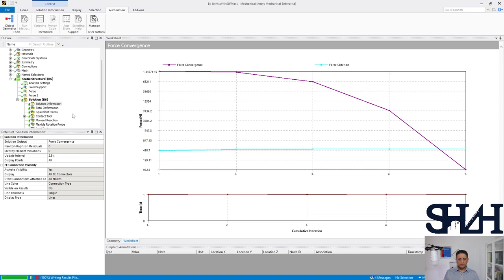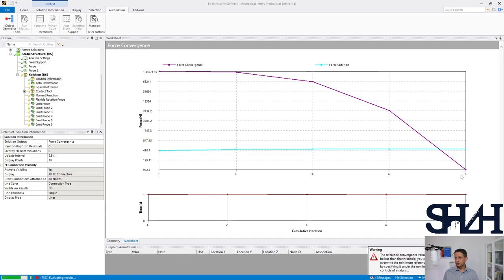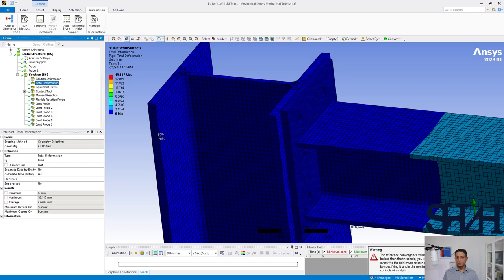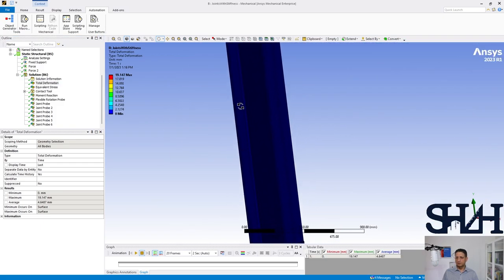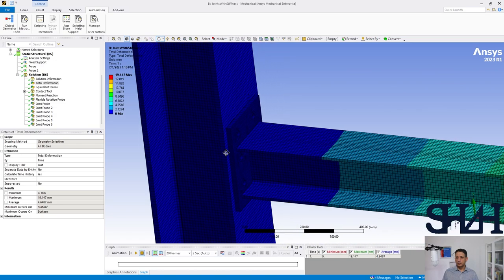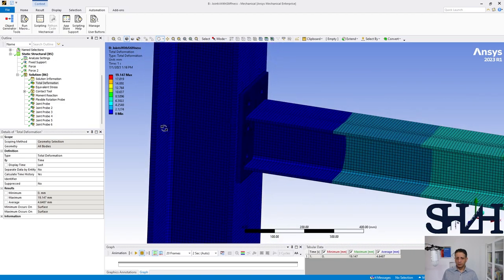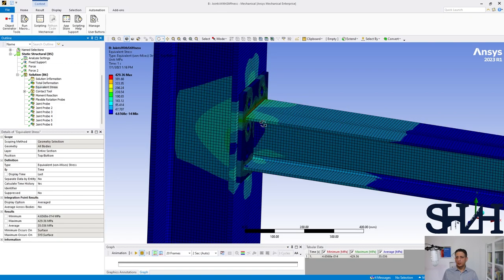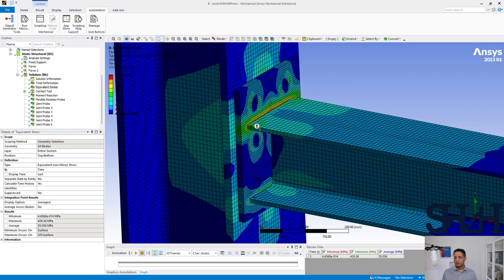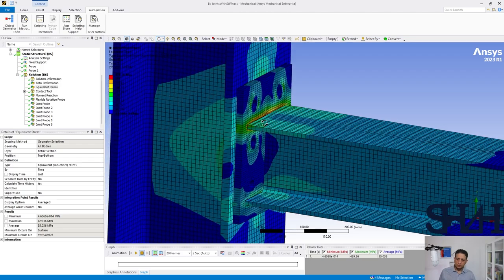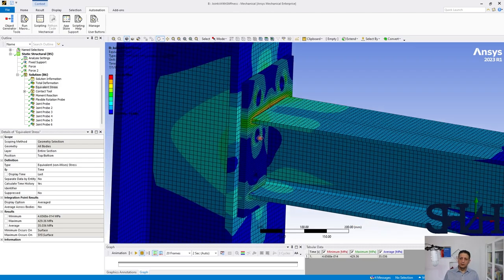The results are ready. Now let's have a look at the results. As we expected, 5 iterations. Total deformation, we might not be interested in that for now. Let's check the bending moment here. Equivalent stress, above 355, but it's in the weld area.